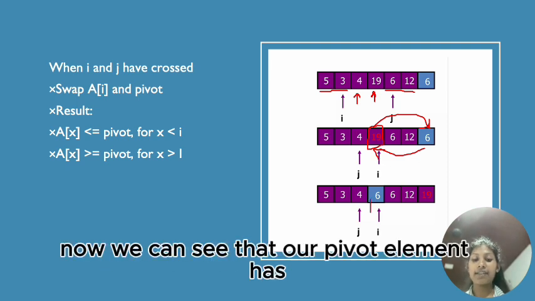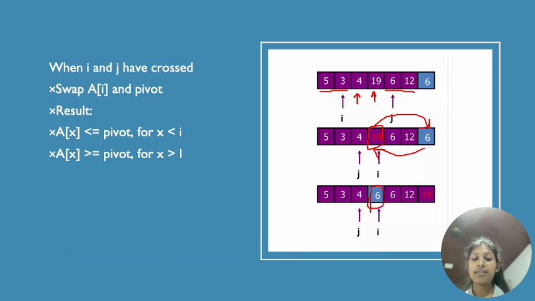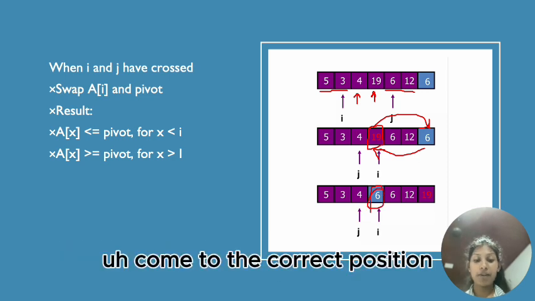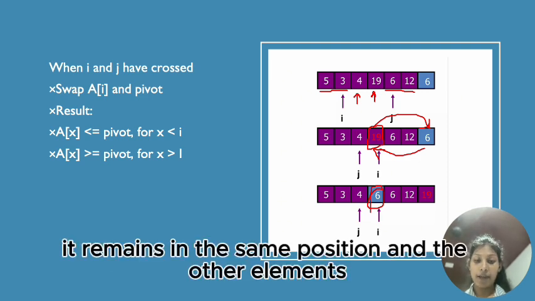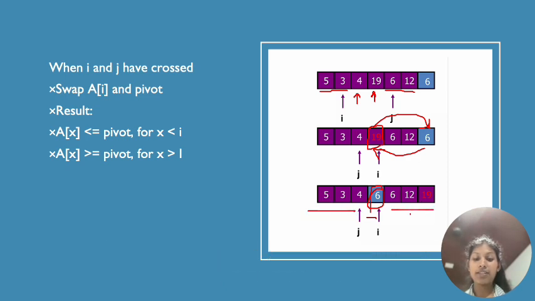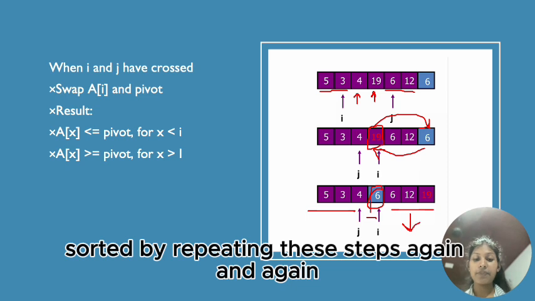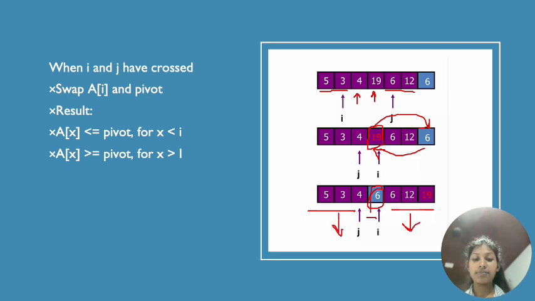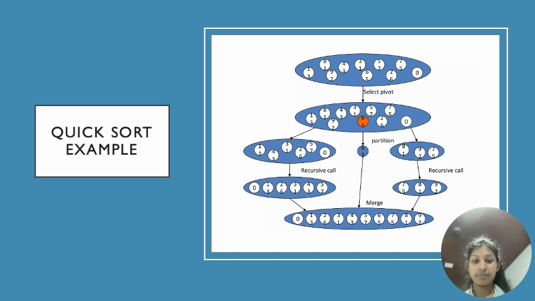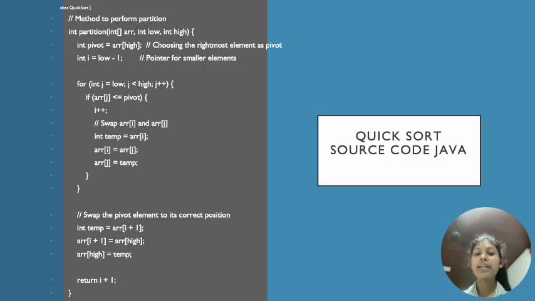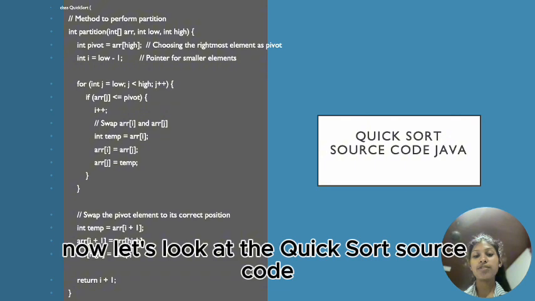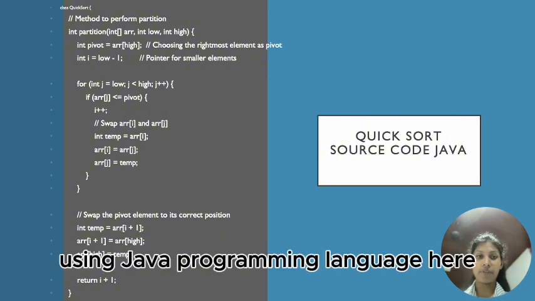Here now we can see that our pivot element has come to the correct position. So next, it remains in the same position, and the other elements must be sorted by repeating these steps again and again. Now here is an example for the quick sort. Now let's look at the quick sort source code using the Java programming language.